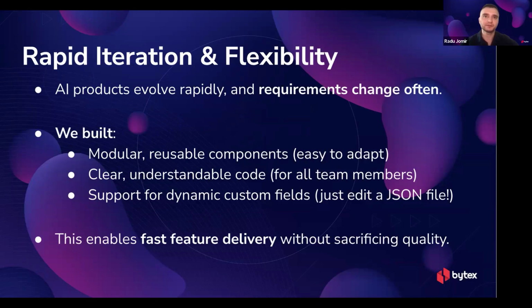Rapid iteration and flexibility. One of the key insights we had while building this is that AI products evolve really quickly. Requirements change, new features are needed, and the system needs to adapt. That's why we focused on building modular, reusable components from the start. So our code is structured so that adding a new custom field is as simple as editing a JSON file.